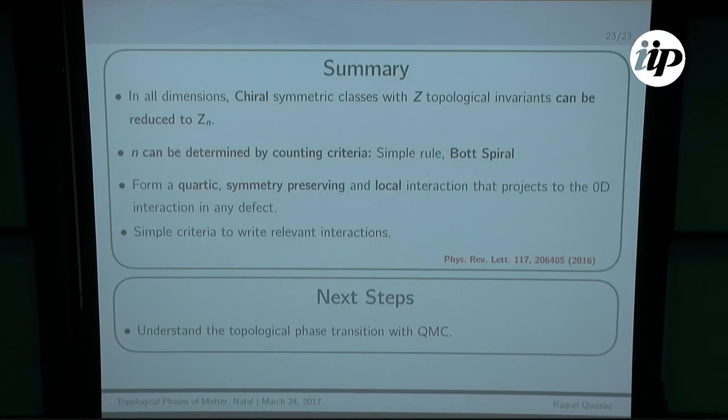And this n is actually very simply determined, and it's just a counting criterion in the end: seeing what is the dimension of the Dirac Hamiltonian and how many of the Dirac matrices you actually need to construct both the kinetic part and the mass terms. And then we can write down exactly a form for this interaction, which will lift off this state, for any dimension. And of course, the next step is to understand what this phase transition actually is in higher dimensions than one. Thank you.